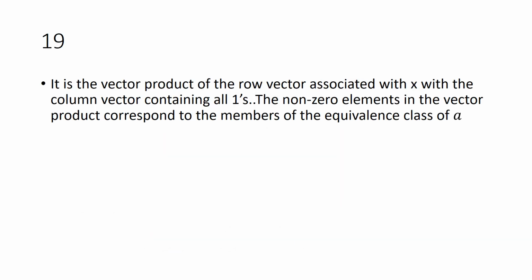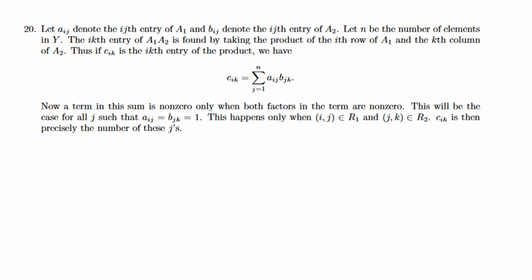And what you conclude is the vector product of the row vector associated with the element X and the column vector that contains all ones, because the non-zero elements in the vector product will correspond to the members of the equivalence class of X. I called it A; I should have called that X. That is a typo. Forgive me. And here is a proof of problem 20, and I will post this as well.